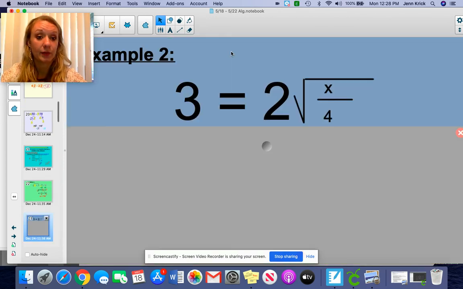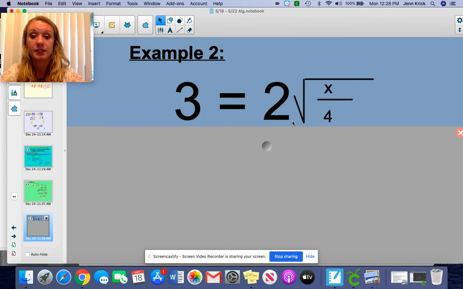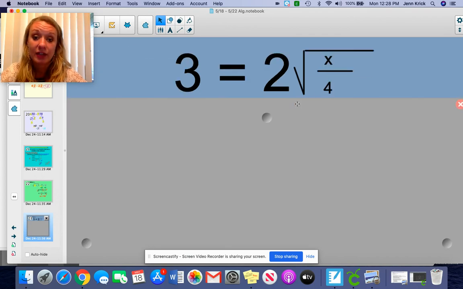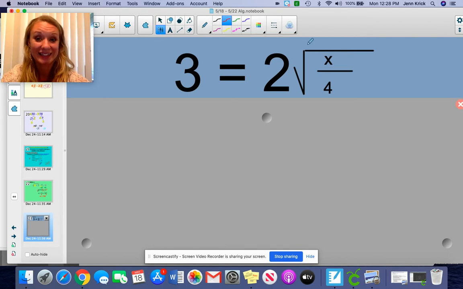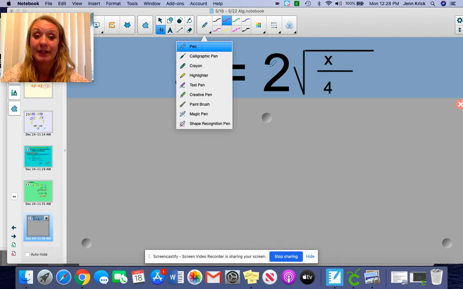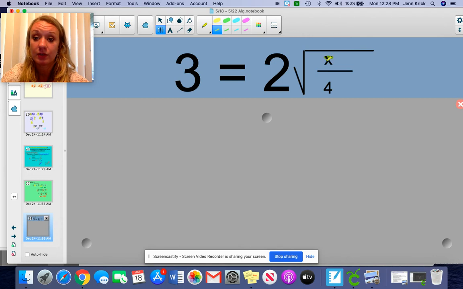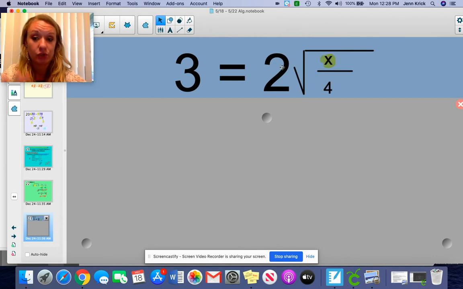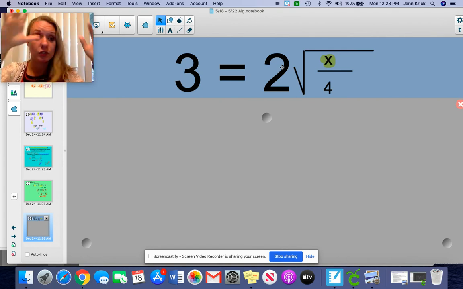Let's try another one. All right, so here's example 2. Now, if I asked you what variable you're solving for, hopefully you can tell me that it is x. That's the only one that's in there. But there are a few steps that you're going to have to do to get this x by itself. Do you see how you have this 2 outside the radical sign? We know that our goal is to get this square root of x over 4 by itself.